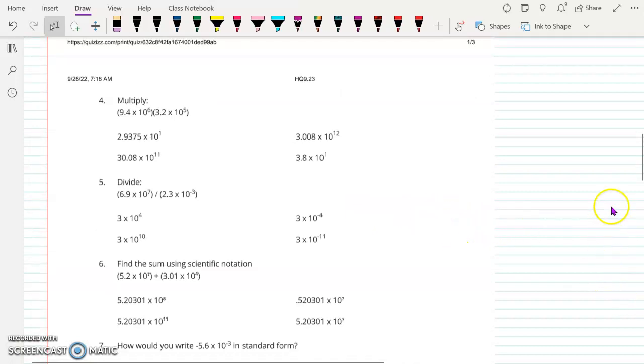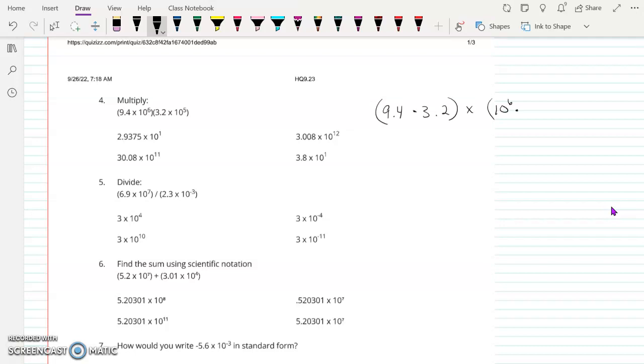Okay, I see number 4 is a product of two scientific notation numbers. So that means that I'm going to rearrange this problem and put my decimal numbers together. Okay, I'll go ahead and do my power of 10 first. 10 to the 6th times 10 to the 5th. I'm going to add those two powers together, which is going to give me a 10 to the 11th power.